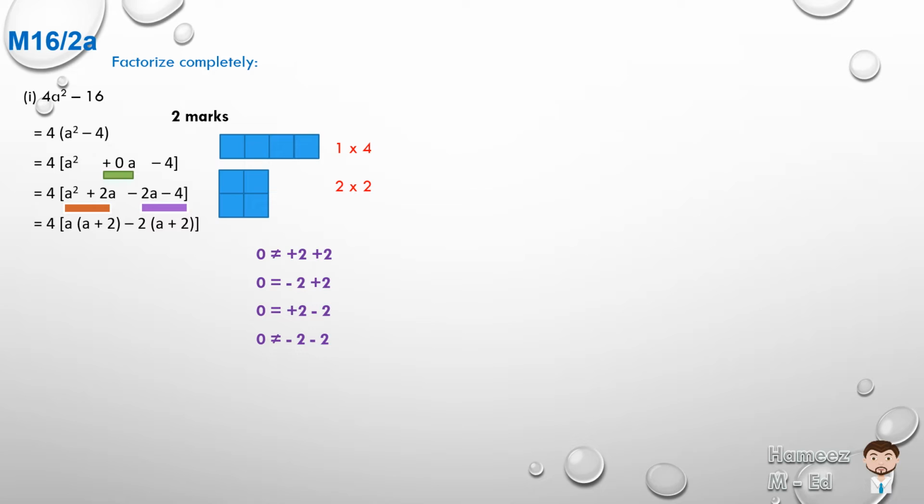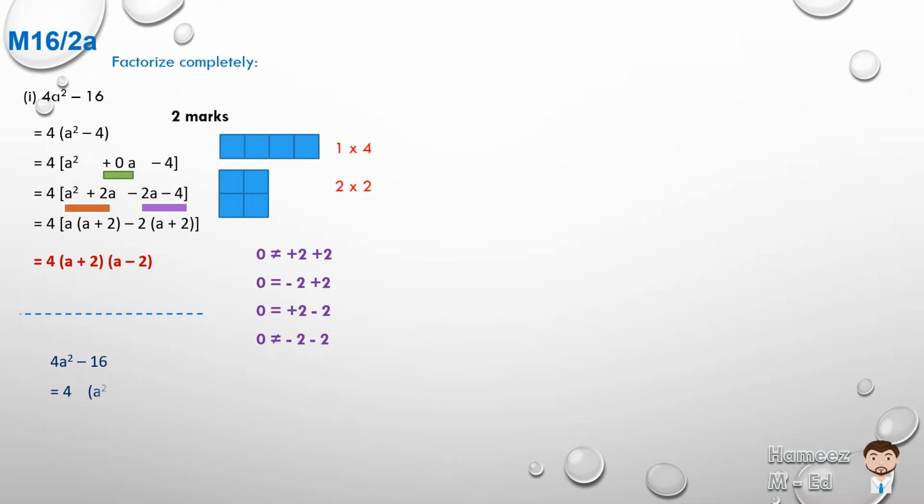So now, can we factorize even further? Let's look inside the square brackets. What's the same? A plus 2. So we could factorize that out. So we'll get 4 by A plus 2 by what's left? A minus 2. So we've completely factorized it. Is there a shorter way to do this? Yes, we can. Let's say 4A squared minus 16.